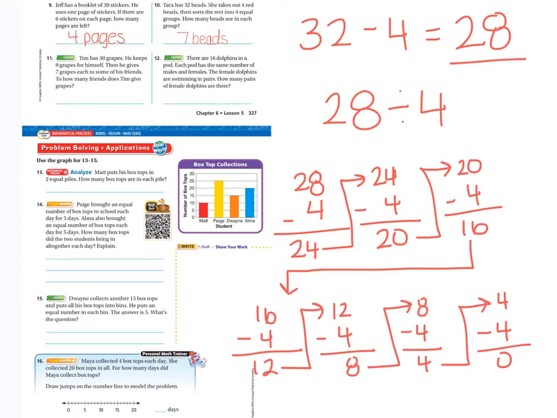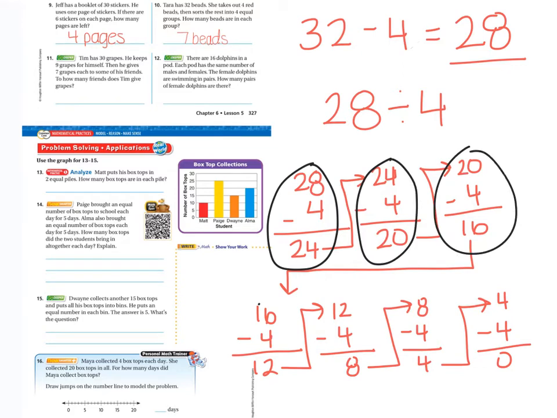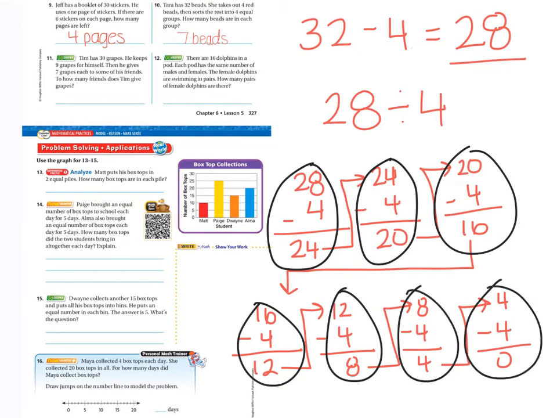Okay, so here's my repeated subtraction. I arrived at 0. So to find my answer, remember, I am going to count how many times I subtracted. So here is 1, 2, 3, 4, 5, 6, 7. That means 28 divided by 4 is 7. So there is our answer, 7 beads.